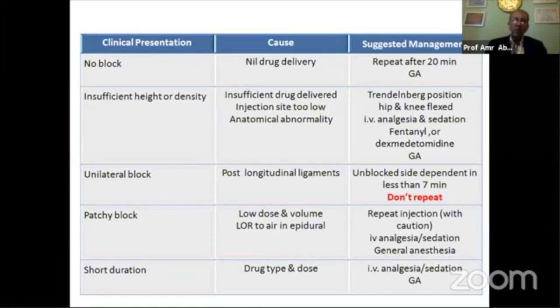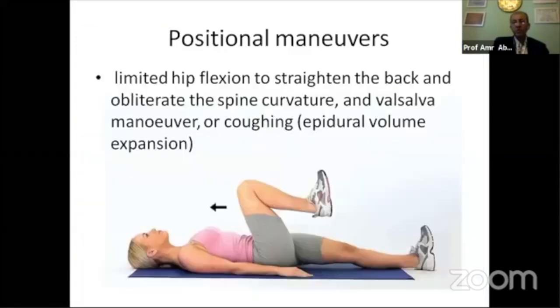If you have a patchy block, repeat the injection with caution. Preferably, go to IV analgesia or sedation, or do a general anesthesia. If we have a short duration of local anesthetic, and the drug type and the dose was behind this, give IV analgesia and IV sedation. And as we mentioned, just one drug, use fentanyl or dexmedetomidine. This will help. And if not satisfactory, do general anesthesia.